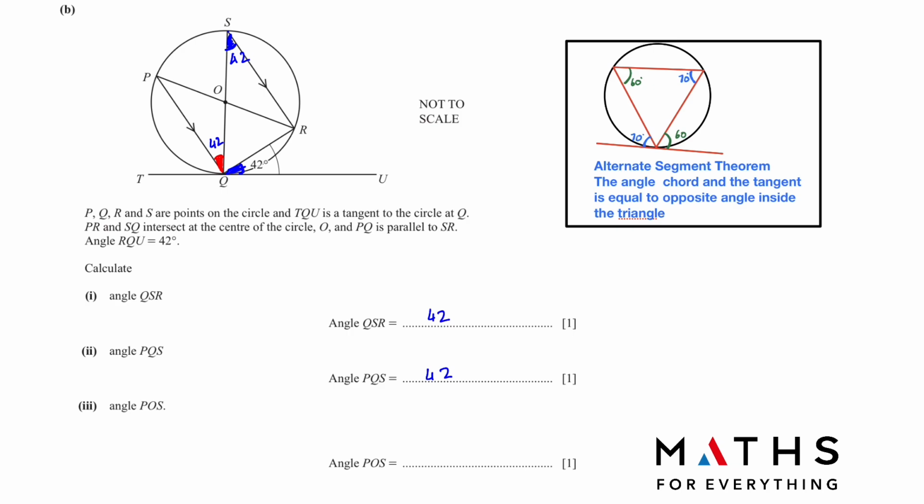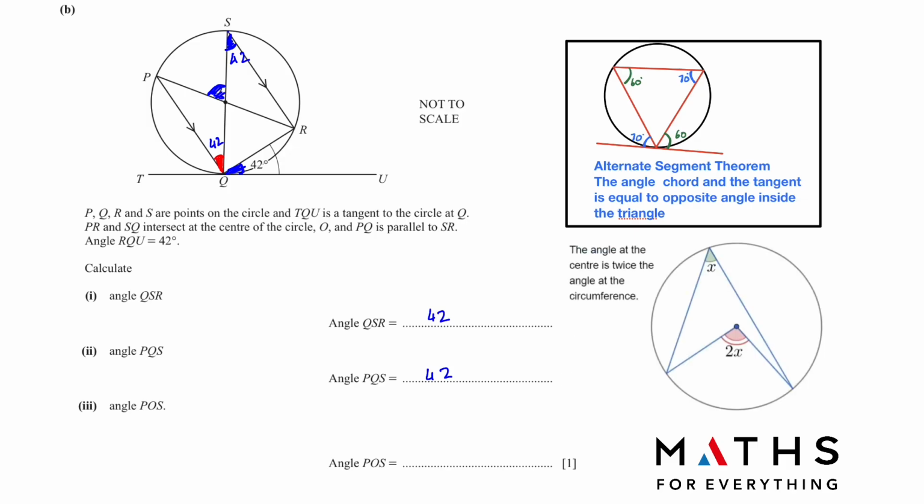Next, POS. So now we want this angle here, POS. We'll use this theorem that the angle at the center, which is the POS, is twice the angle at the circumference. The only thing is that both the angles should start from two common points. So this angle is 42. It means that the angle POS is 42 multiplied by 2, 84.